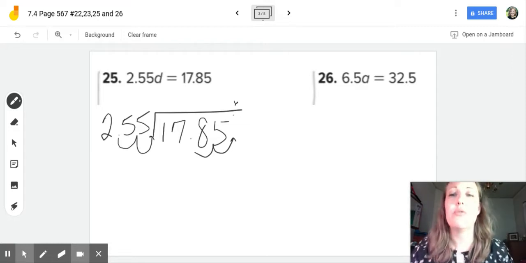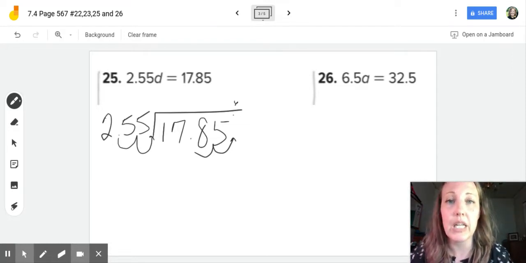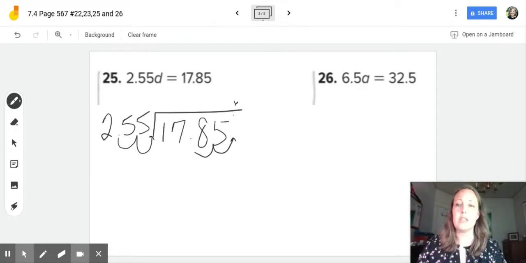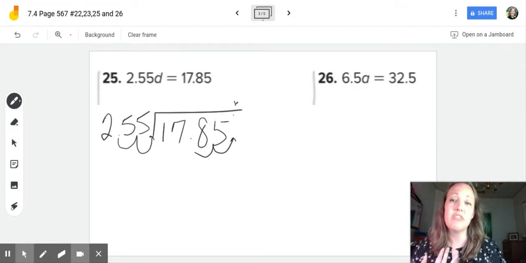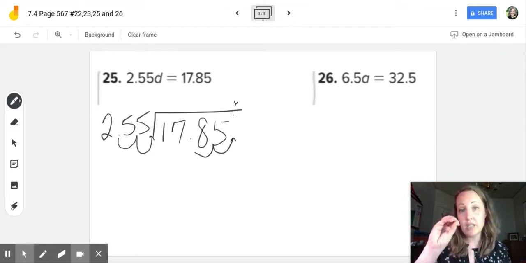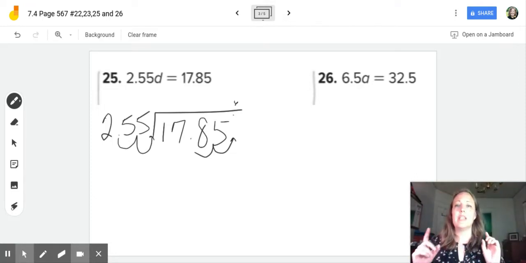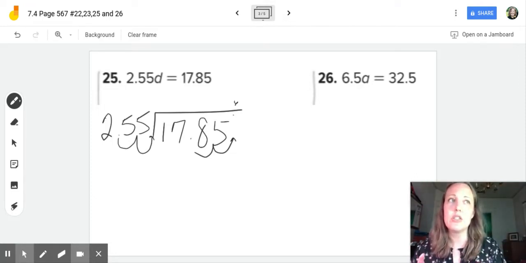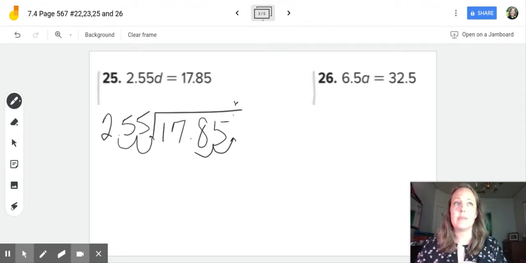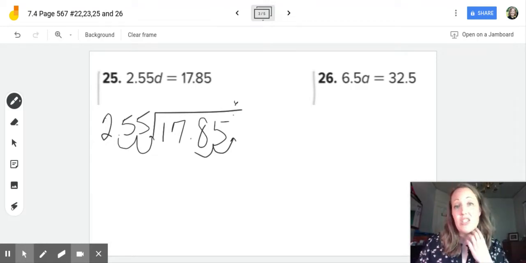Before that was moved over, that looks to me like money. It looks like $2.55 times what is equal to 17.85, right? So I'd be thinking in my head, how many $2.55 is, or like how many D could be donuts. A donut, that'd be an expensive donut. It must be enormous, right? A $2.55 donut. How many of them could I get for $17.85?